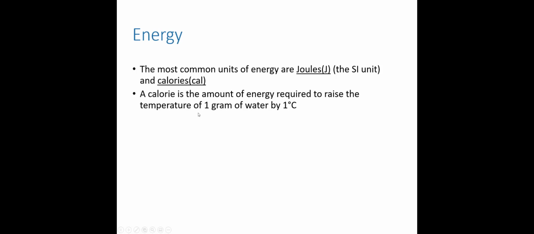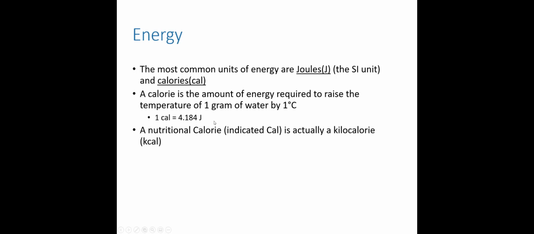So if you wanted to raise the temperature of 2 grams by 1 degree Celsius, you would need 2 calories. If you had 10 grams of water and you wanted it to go up 1 Celsius, you would need 10 calories. If you had 1 gram of water and you wanted it to go up by 10 degrees, you would also need 10 calories. So for every 1 gram and every 1 degree Celsius, that's going to factor into the amount of energy you need. And you do not need to memorize this, but a calorie is equivalent to 4.184 joules.